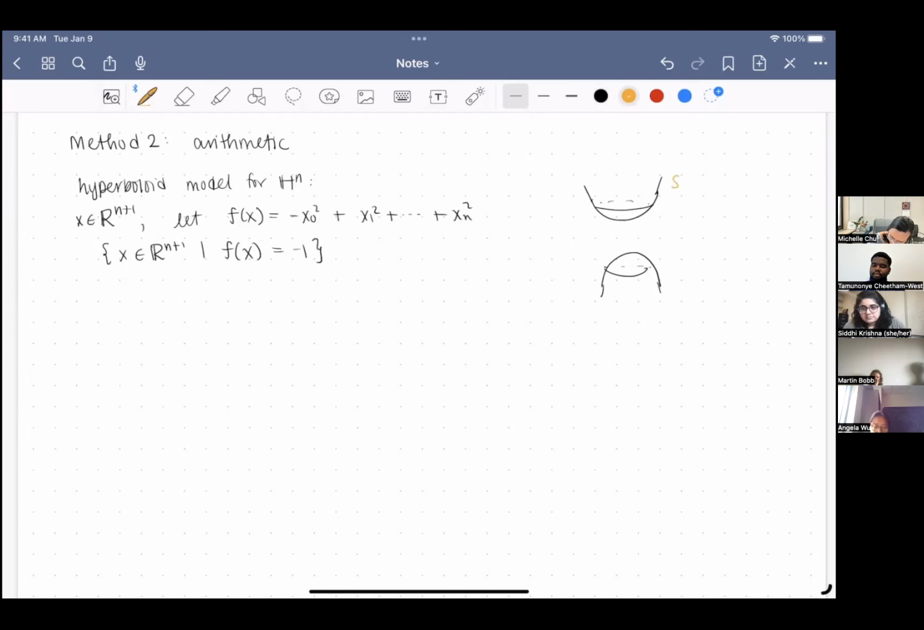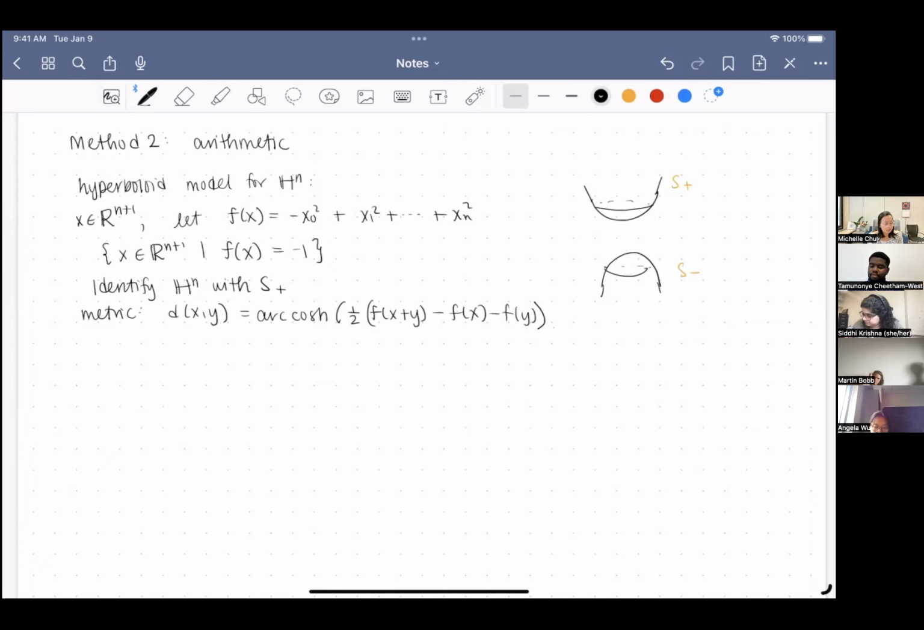So let me say here, this is the positive sheet and the negative sheet. So I'm going to identify Hn with this positive sheet, okay? And I'm going to give it a metric that looks like this. So the distance between two vectors that are in this sheet is going to be arccosh of the following bilinear form, minus fx minus f1. Okay. And it turns out that when I look at this upper sheet with this particular metric, this gives me a model for hyperbolic space.